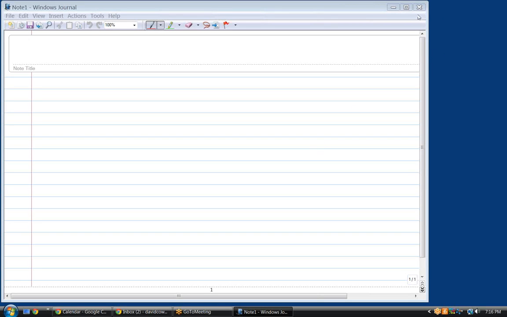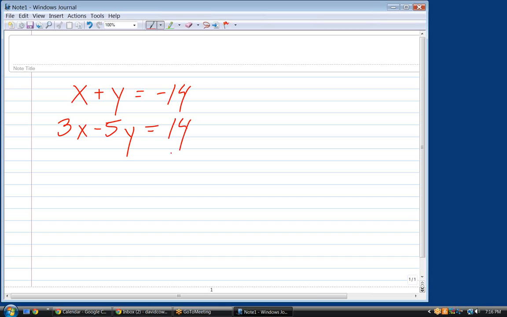It's like x plus y equals negative 14. And then it's 3x minus 5y equals 14. And then all it says is solve each system by substitution or elimination. Okay. Well, usually when it's in standard format like this, it's easier to solve it by elimination, at least in my opinion.